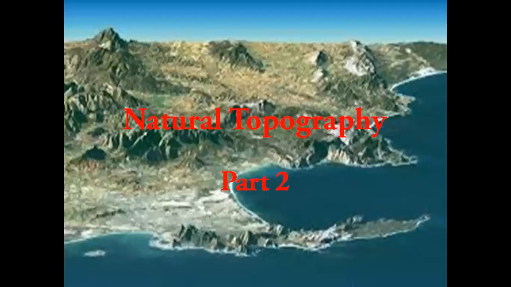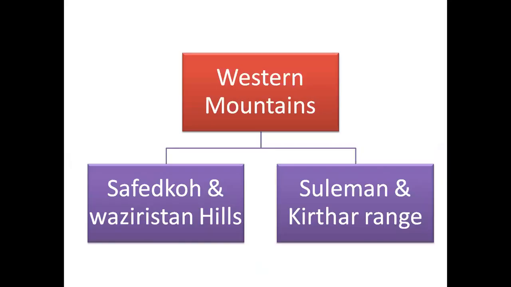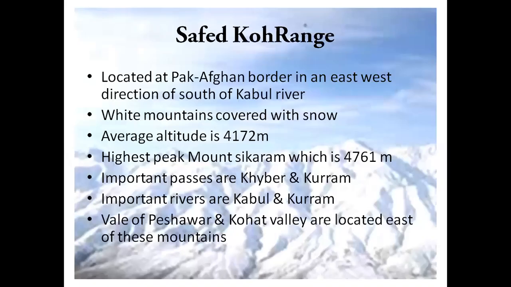Okay, students, natural topography is our first chapter, and we are going to study part 2. What will be in part 2? Good. So here it will be Western Mountains, and we are going to study about four types of ranges here: Safed Ko and Waziristan Hills, and Sulaiman and Kirthar ranges. So let's start with Safed Ko range.